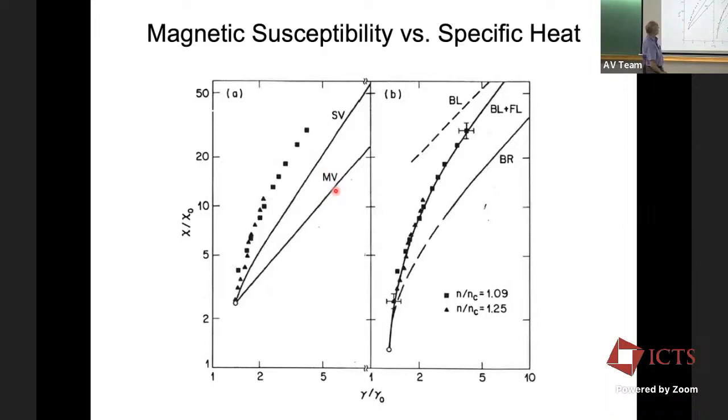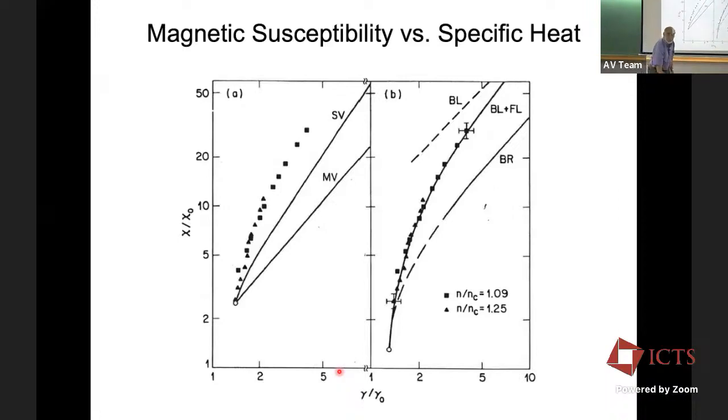Basically, what the data is saying is that the susceptibility is getting enhanced much, much more than the specific heat is getting enhanced. Because if you look at the numbers, the susceptibility is enhanced by a factor of 30 or so, whereas the enhancement of the specific heat is only 5 or 6. So there's a significantly greater enhancement of the susceptibility. And that's something that doesn't come out of normal long wavelength types of approaches.